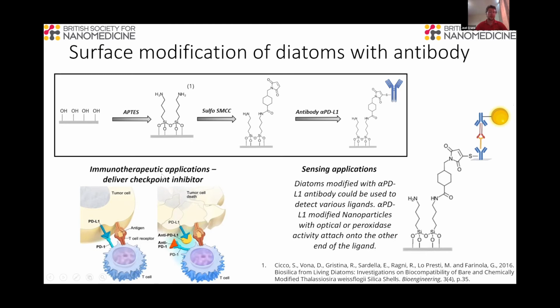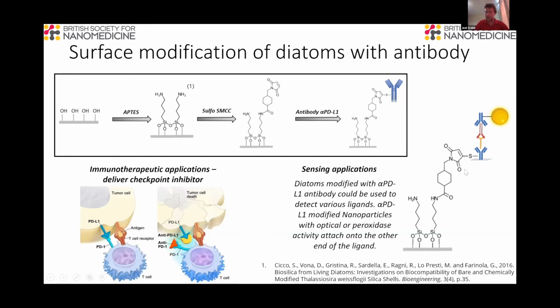So from an immunotherapeutic point of view, tumor cells are very good at avoiding the immune system by expressing programmed death ligand 1. T cells are then able to detect that ligand using programmed death 1, and that then prevents an immune response. Using checkpoint inhibition, we are able to use this antibody to block the programmed death ligand 1 molecule, which prevents the T cells from registering it, which then does not prevent an immune response. So the T cells then go on to attack the cancer cells. It also has the potential to detect various molecules or various ligands as well.